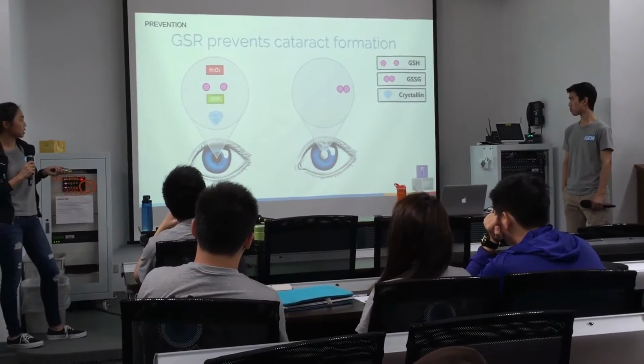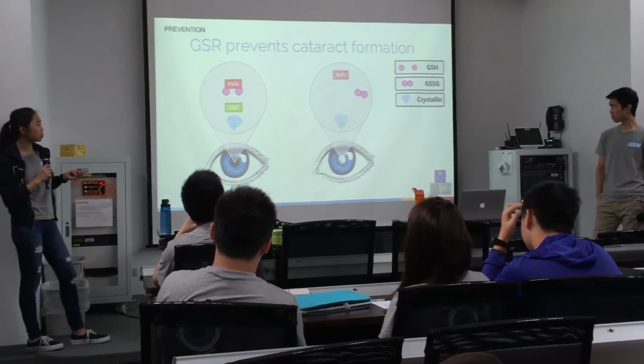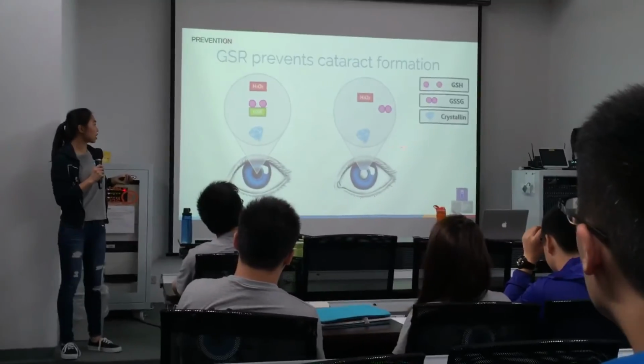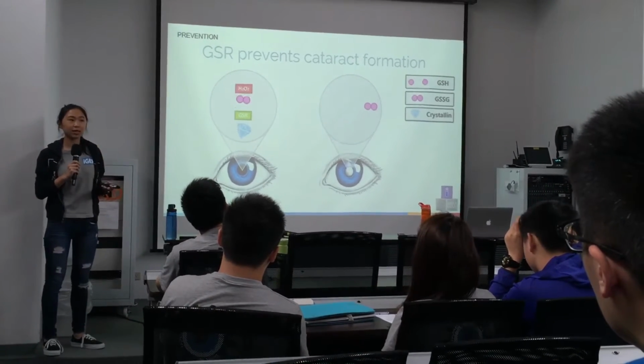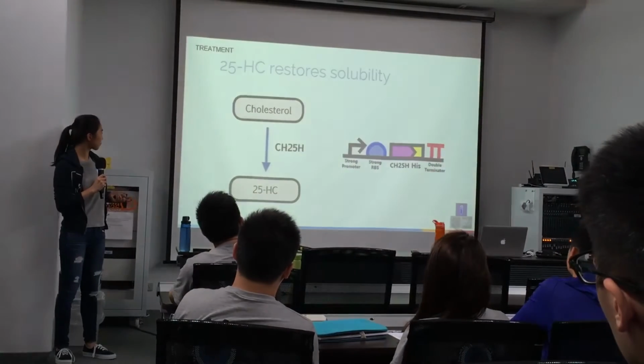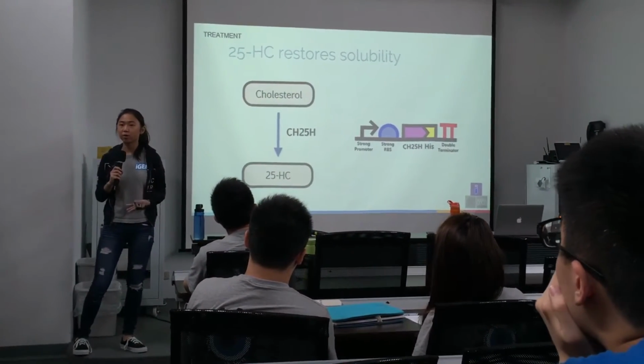On the other hand, this is a cataractous lens. Without GSR, GSSG is unable to be converted back to GSH. So the hydrogen peroxide is able to directly oxidize the crystalline proteins and hence breaking them apart. So that's the prevention part of our project.